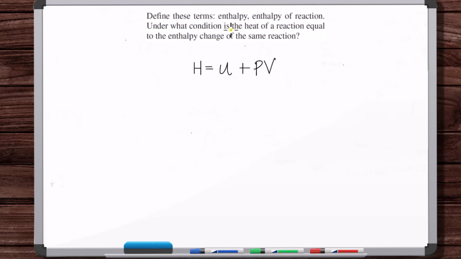Under what condition is the heat of a reaction equal to the enthalpy change of the same reaction? There is a case where the heat given off in a reaction is equal to the enthalpy change of that reaction. That's for a constant pressure process. But again, the definition of enthalpy has nothing to do with a constant pressure process.